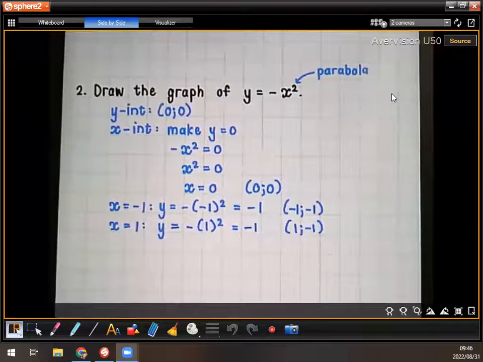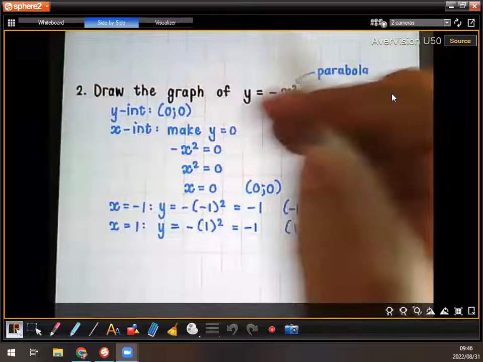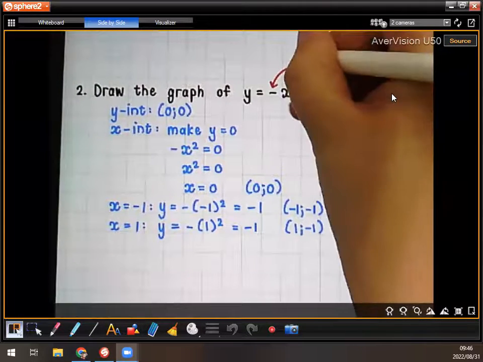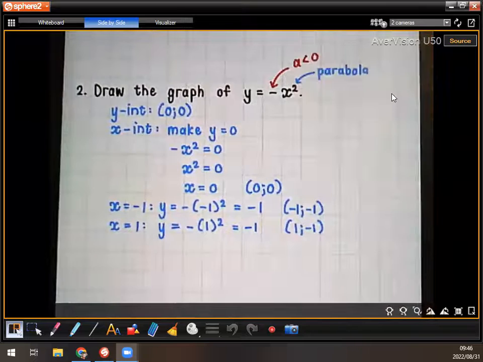Guys, why am I now getting negative y values for this graph? It's a downward-facing parabola. What's my a value? A is negative. So it's meant to look like this. It's meant to go down. So you have your intercept at the origin, and then it's going down to those 2 points. Draw this graph, please, on your own.